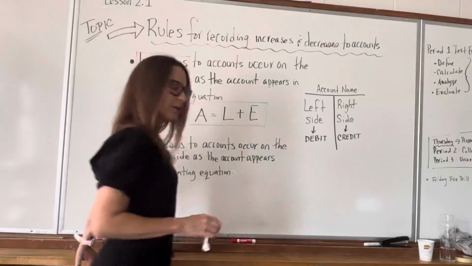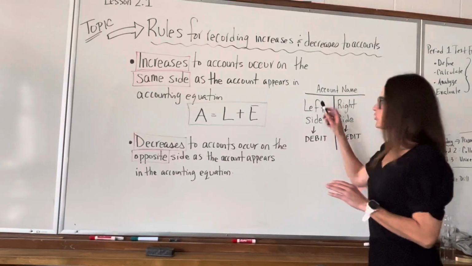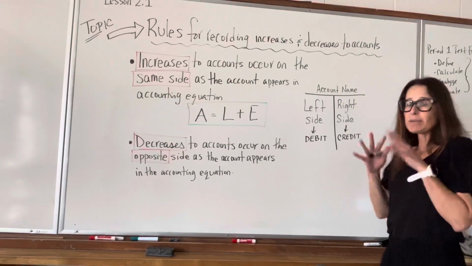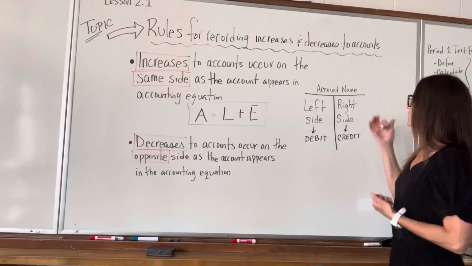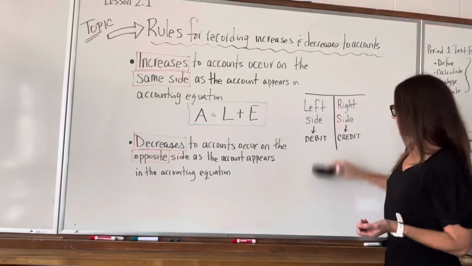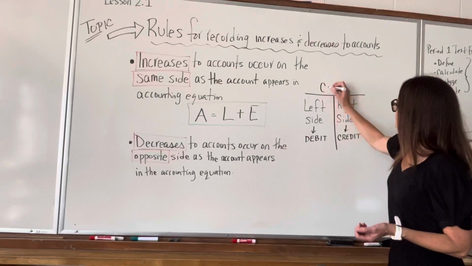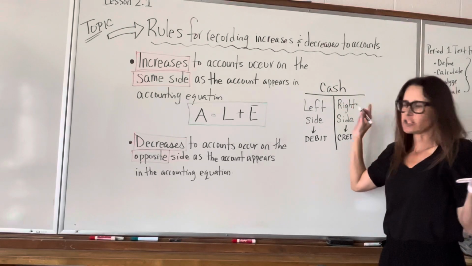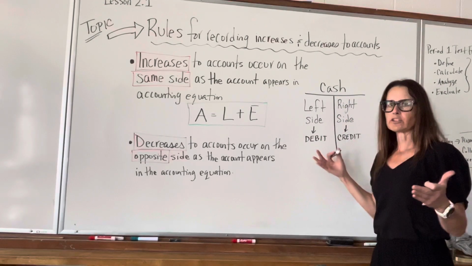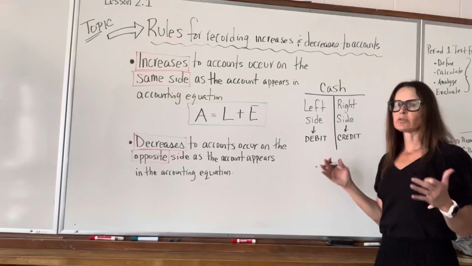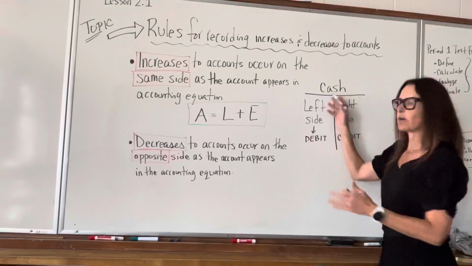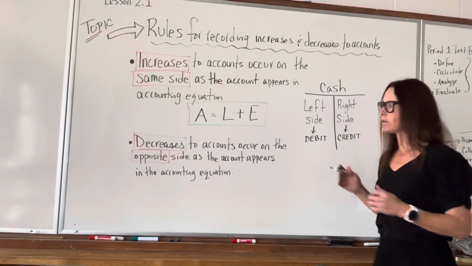So I think I'll start over here. I've drawn a T and I've written account name at the top. This could be any account name from your balance sheet. This could be cash. This could be a building. It could be accounts payable. So I'm just going to write cash, but we would have a T for every single account on our balance sheet. An account is just a place to record increases and decreases. And in this particular case, the account is shaped like a T, so we call it a T account.